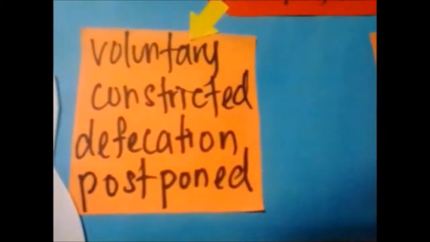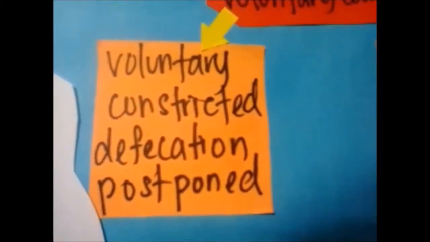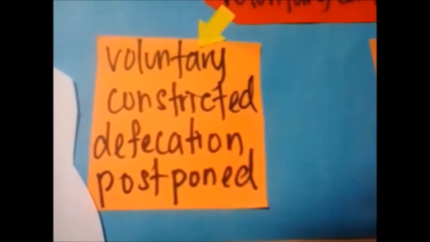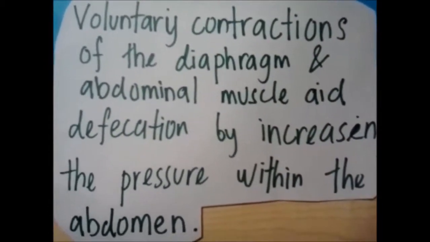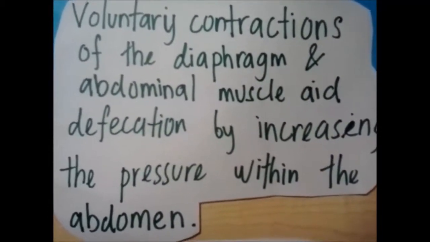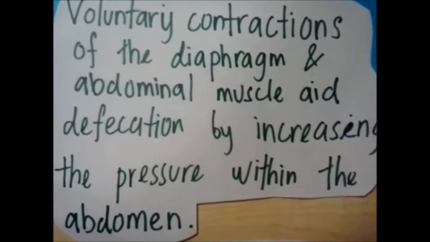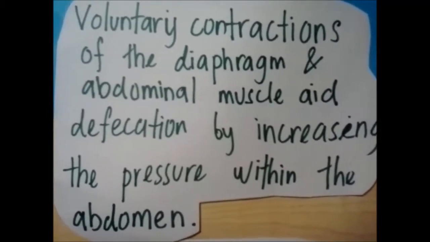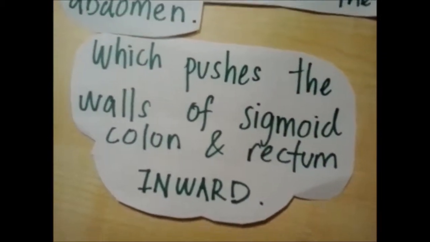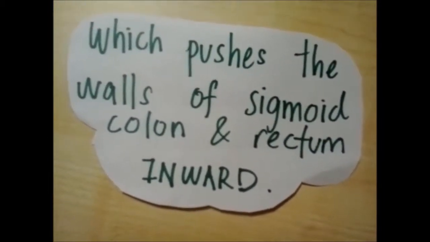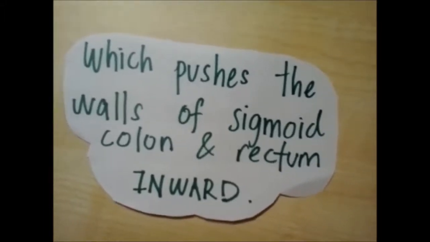If it is voluntarily constricted, defecation can be postponed. Voluntary contraction of the diaphragm and abdominal muscles aids defecation by increasing the pressure within the abdomen, which pushes the walls of the sigmoid colon and rectum inward.